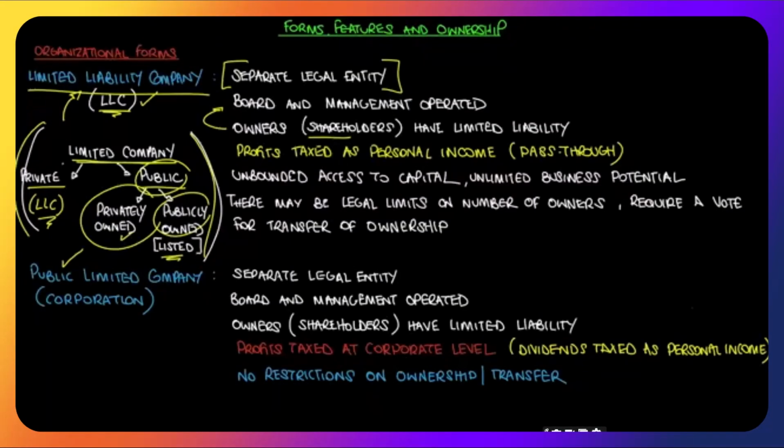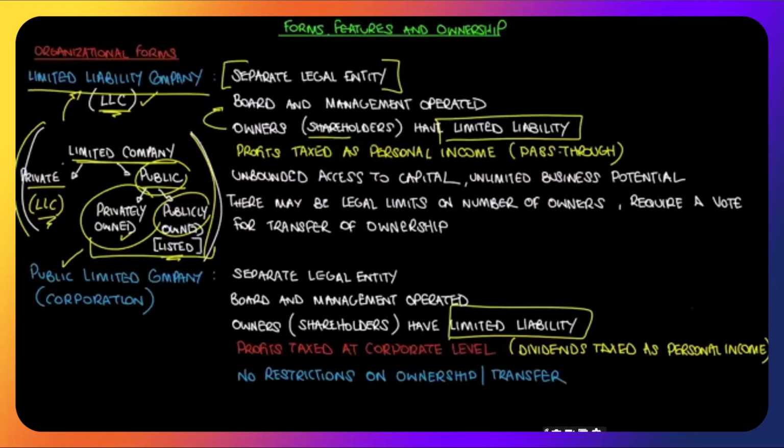Now, let's talk about public limited companies. Remember, if we're looking at this diagram, we're talking about either of these. If you are a public limited company, a corporation, once again, you're a separate legal entity. Once again, board and management operate, owners own. And in both situations, whether it's private or public, those owners, those shareholders have limited liability. That liability is limited to the equity they have put in. They're not responsible for anything else. We'll talk about that later on a bit more.